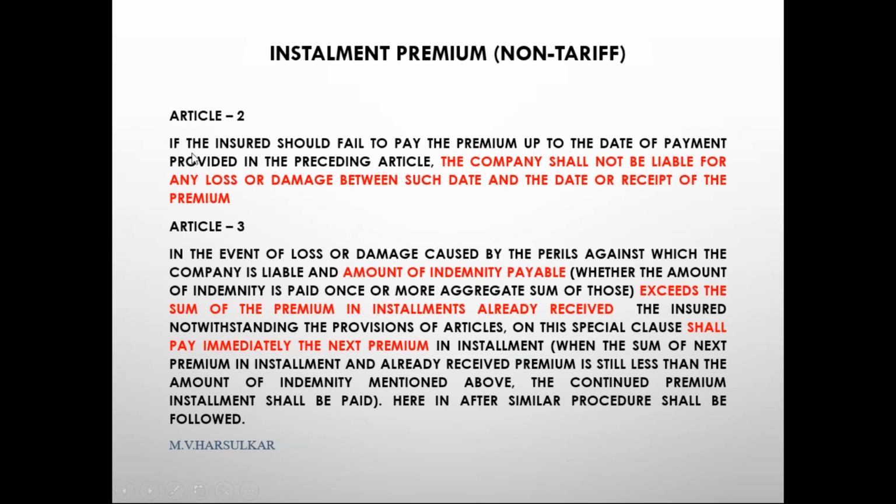Article 2. If the insured should fail to pay the premium up to the date of payment as provided in the preceding article, the company shall not be liable for any loss or damage between such date and the date of receipt of premium. So that means suppose the due date was 1st of October and the insured has paid the premium today, that is 17th October. So any loss occurring between 1st October till the time of payment, suppose they paid at 12 o'clock, then up to 12 o'clock, if there is any loss or damage, that is not payable.